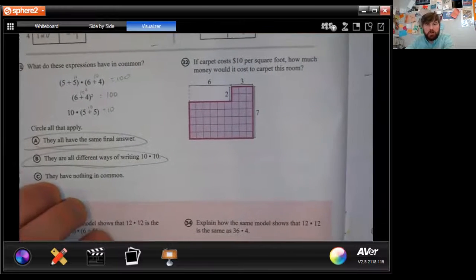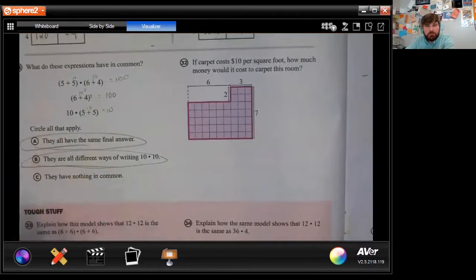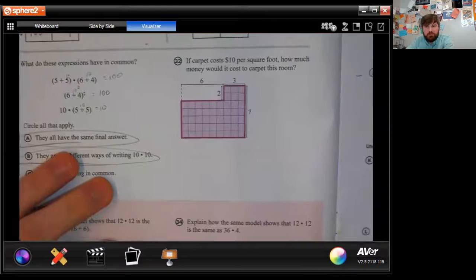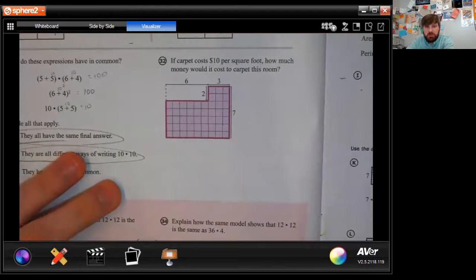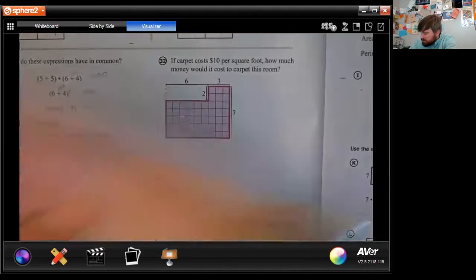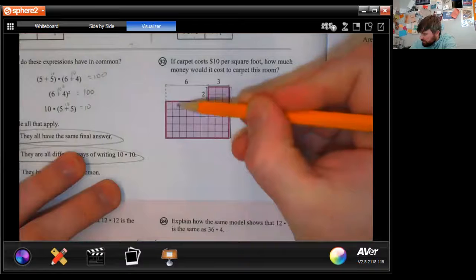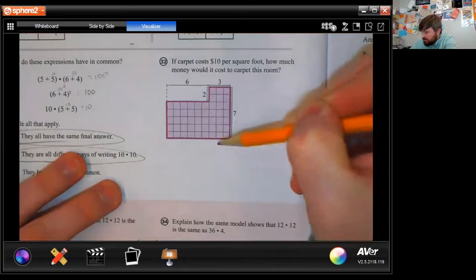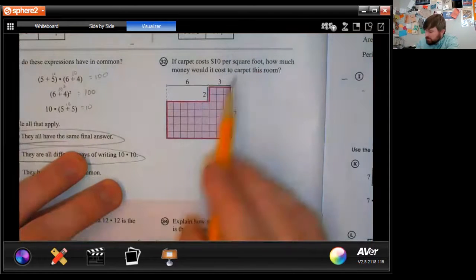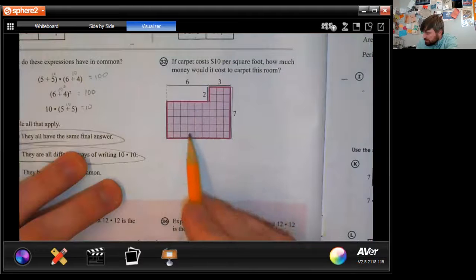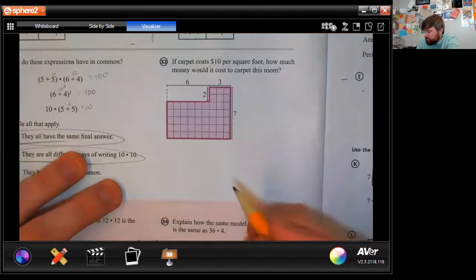Okay. So if carpet costs $10 per square foot, how much would it cost to carpet the room? Okay, so there's a few ways we could do this, and I'll just go over the easiest one first. I could simply just count all of these squares to find the area, because I need to find the area first. So I can count all of these squares up. That may take a little bit.